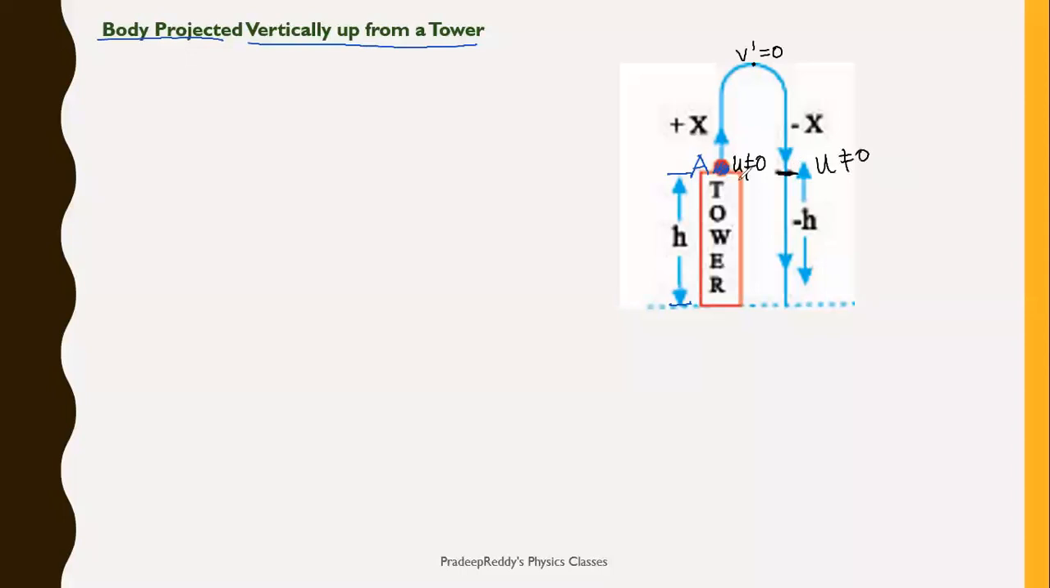What does it mean? When the body starts from position A, if you provide some velocity, say for example 10 meter per second, then when it goes up, the 10 decreases to 0. Finally, when it is coming down to the same level A, it starts from 0 and obtains the same value, 10 meter per second. So in the downward journey, it again gains the same 10 meter per second velocity.